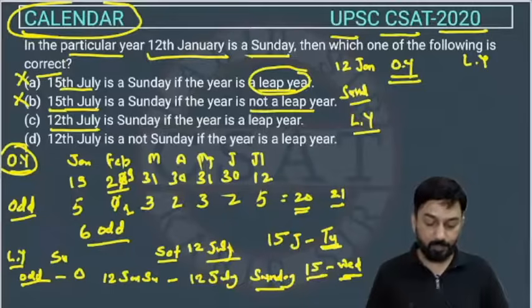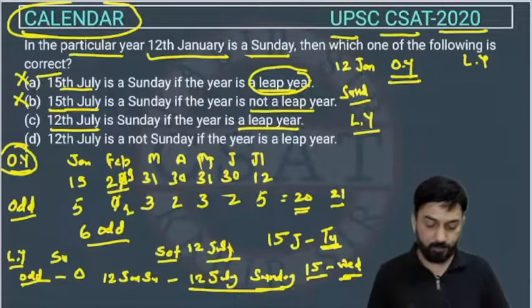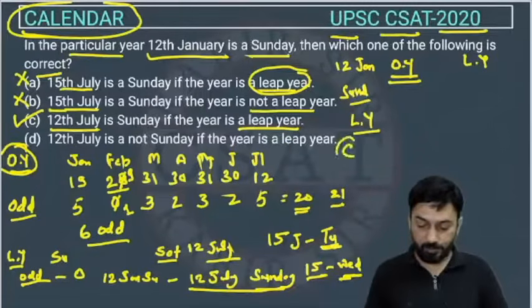Now the third option, 12th July is a Sunday. 12th July is a Sunday, right, if the year is a leap year, so this is right. In a leap year, 12th July is a Sunday. So this option is correct, right? So the answer is option C.